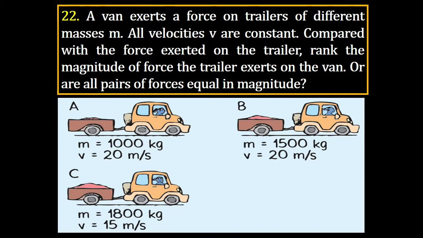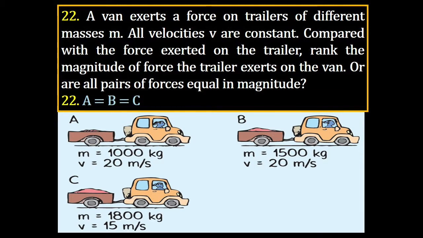Now the next problem, it says a van exerts a force on trailers of different masses, M. All velocities, V, are constant. Compared with the force exerted on the trailer, rank the magnitude of the force the trailer exerts on the van. Are all pairs of forces equal in magnitude? Yes, they are all equal in magnitude because they're all going at constant velocity. And Newton's third law says for every action, there's an equal and opposite reaction. Therefore, whatever force the van exerts on the trailer, the trailer exerts on the van, so they're all going to be equal forces going either way. So A equals B equals C. No problem.